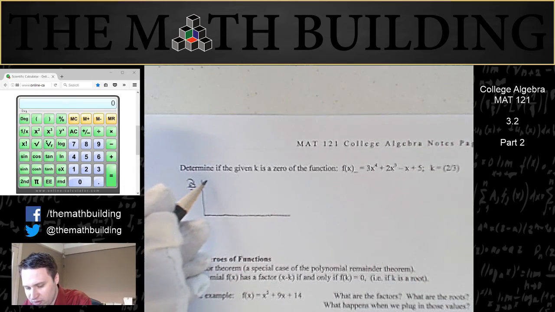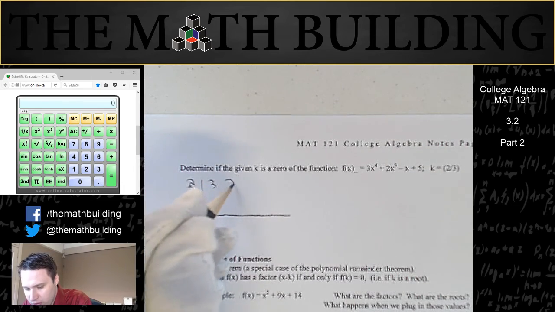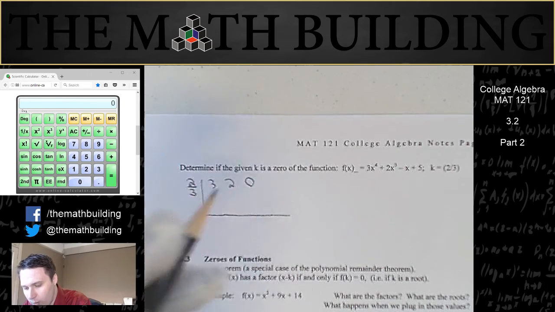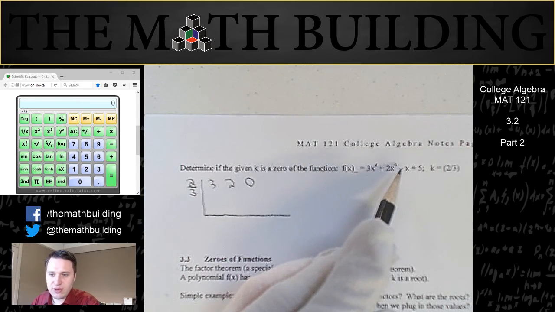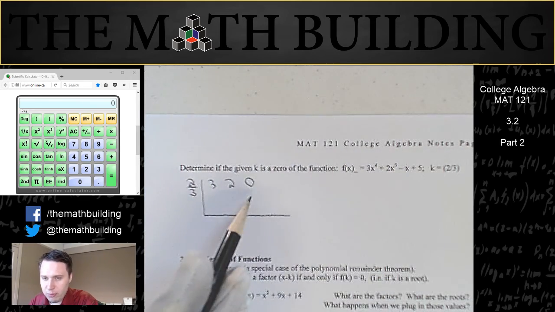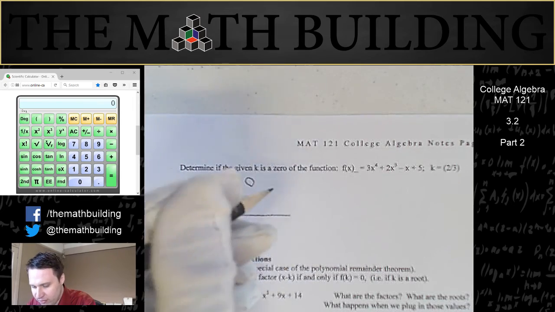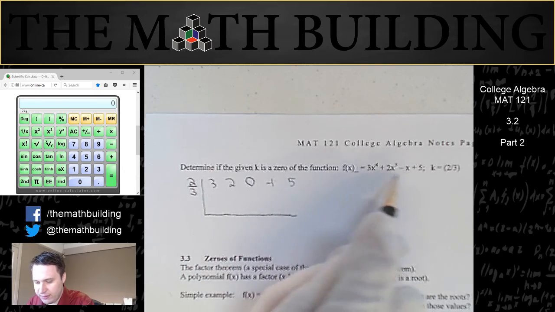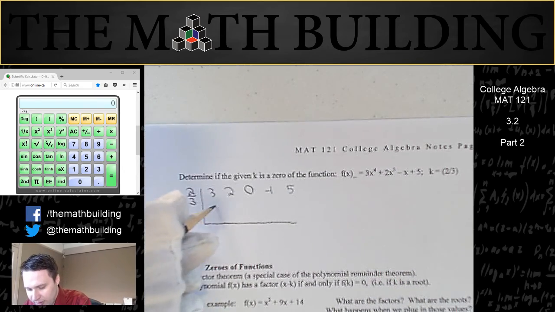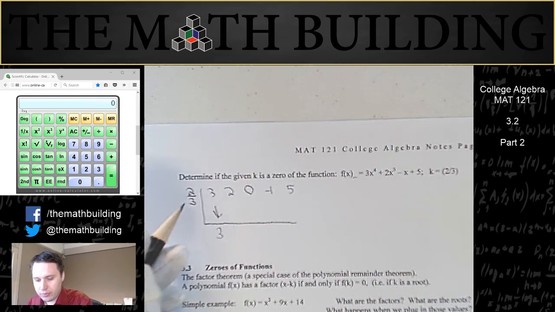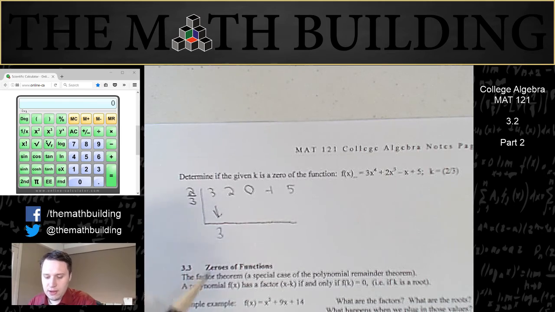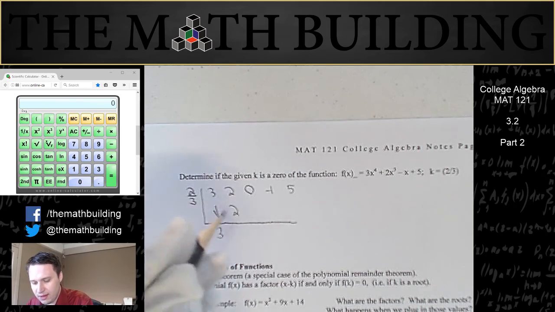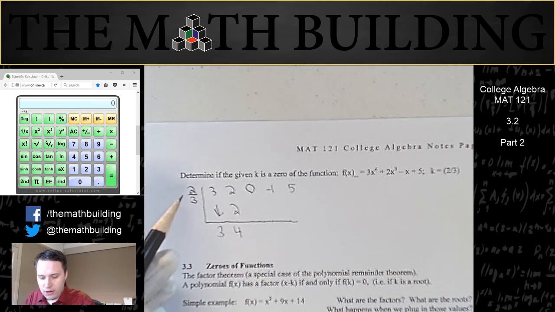And our coefficients are 3, 2, 0. You see that? Because I don't have an x squared term, there's a 0 placeholder. Negative 1 and 5. So that came from here. Now we play the game. Bring down the 3. 2/3 times 3. The 3's cancel, so you get 2. Add those together to get 4.